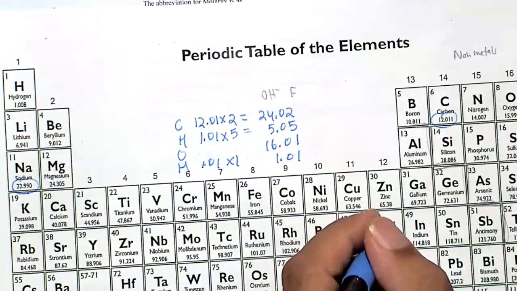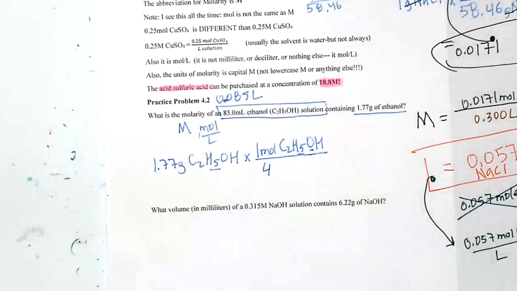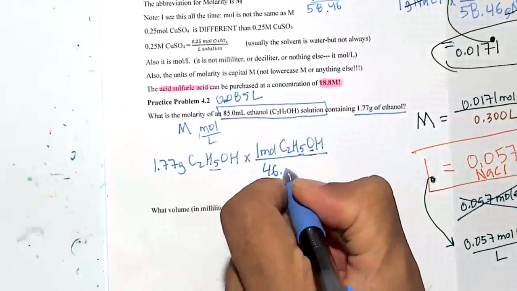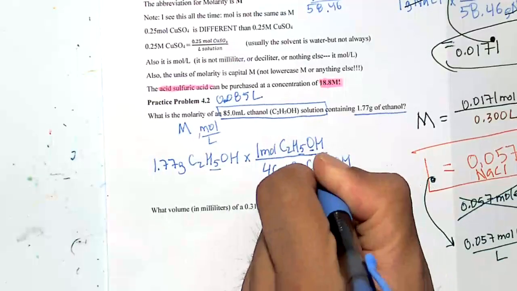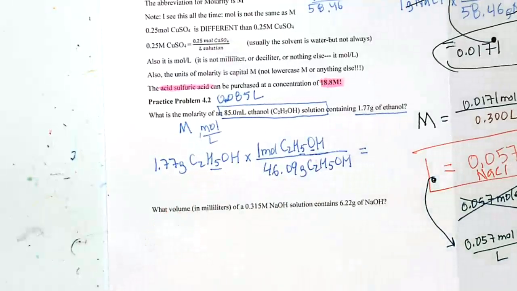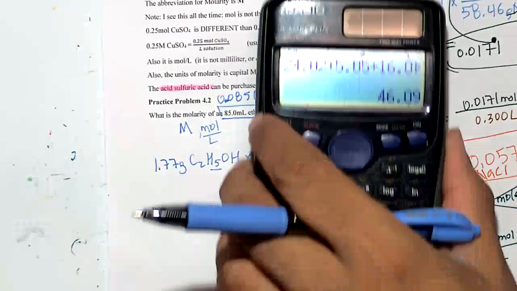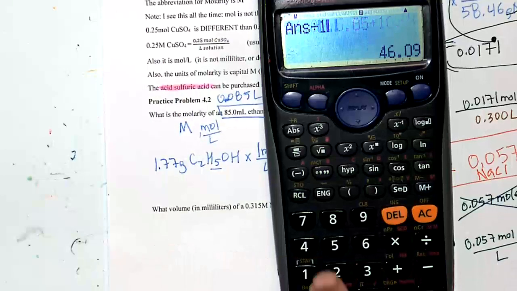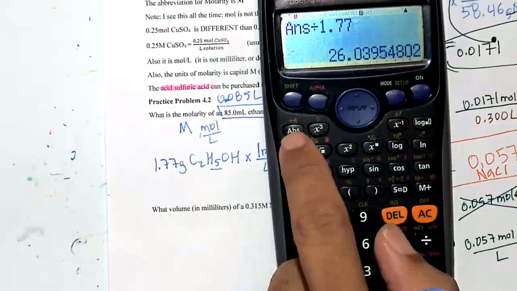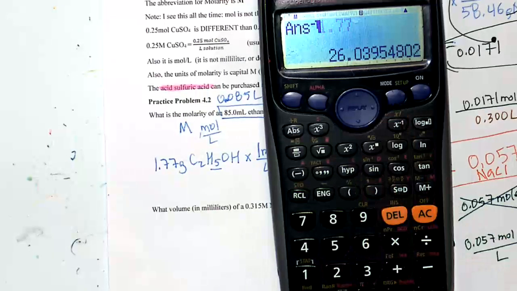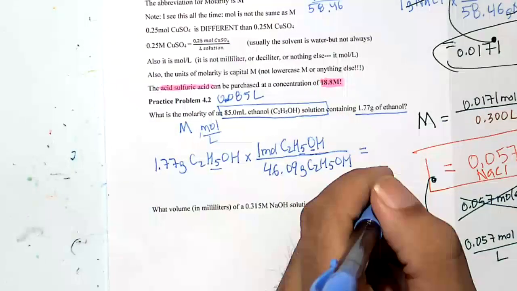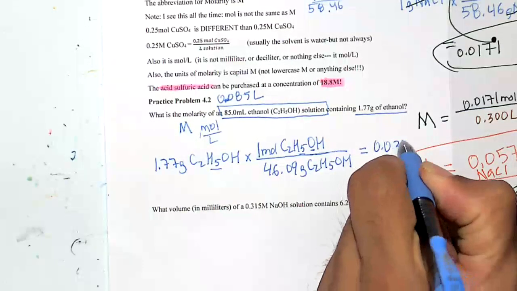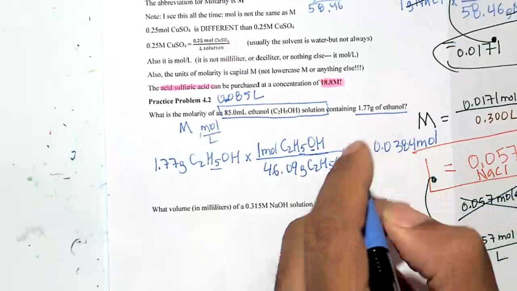Again, your numbers may be a little bit higher, a little bit lower. So 1 mole of ethanol is about 46.09 grams of ethanol. So what's 1.77 divided by 46.09? Again, 0.0384 moles of this ethanol.